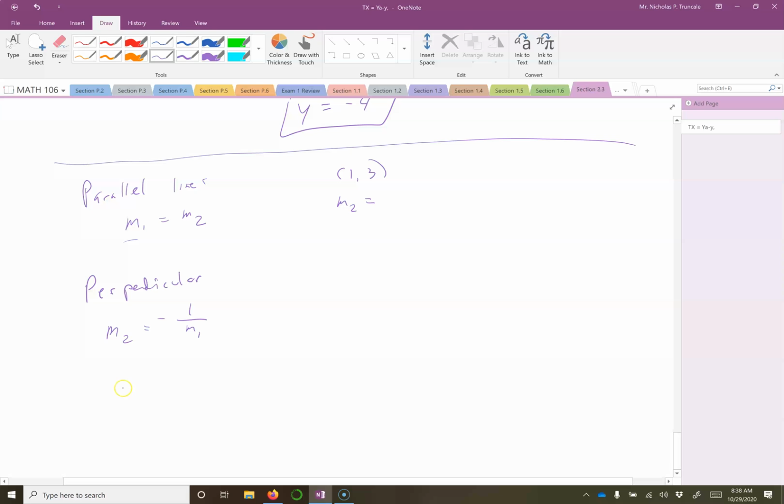So let's say M1 was 1/2. Okay, so what's the slope of a line perpendicular to this one? You would just put, right? So 1 divided by 1/2 just gives you 2, but that you're also negative. So the perpendicular line would have a slope of negative 2. Okay.